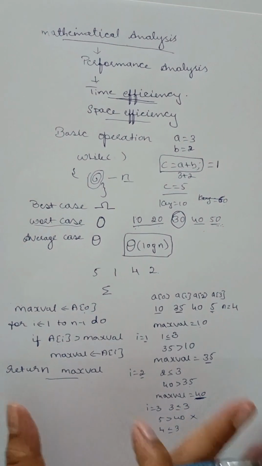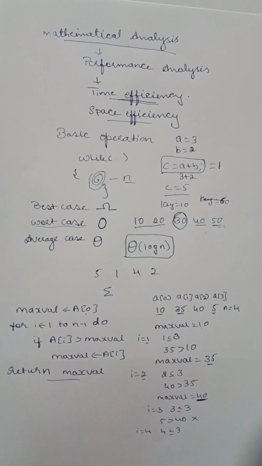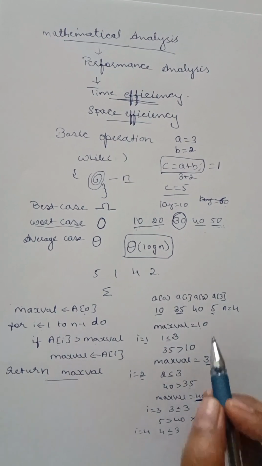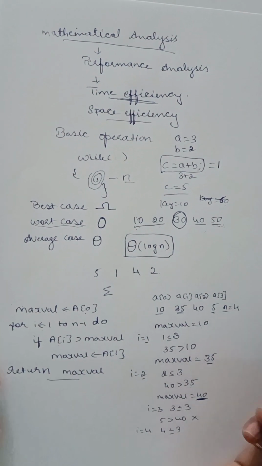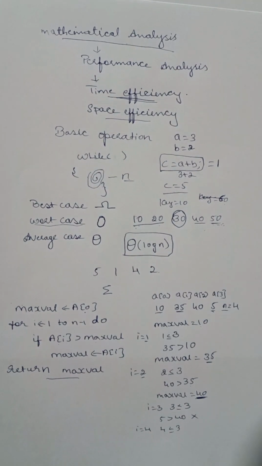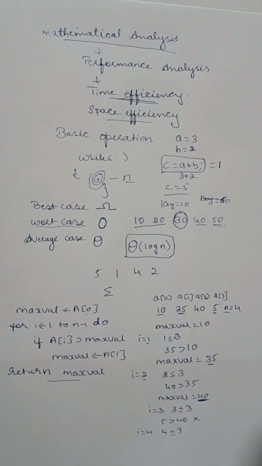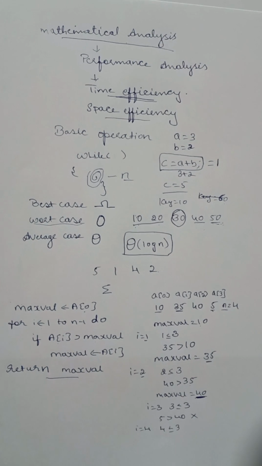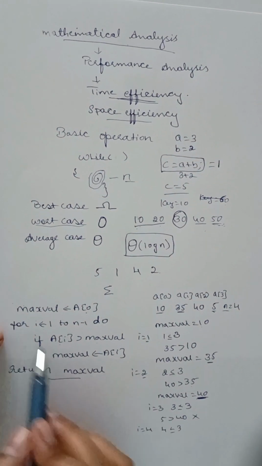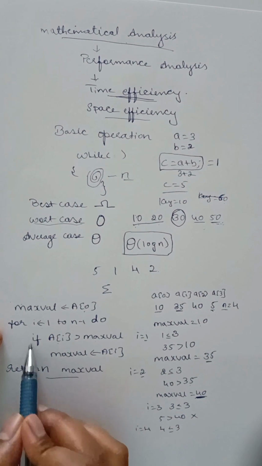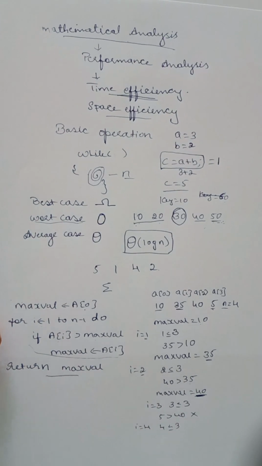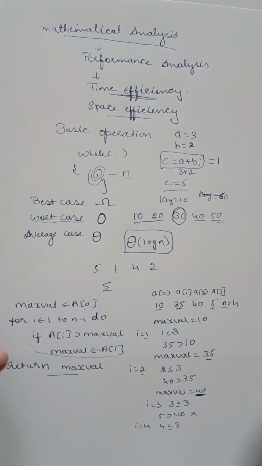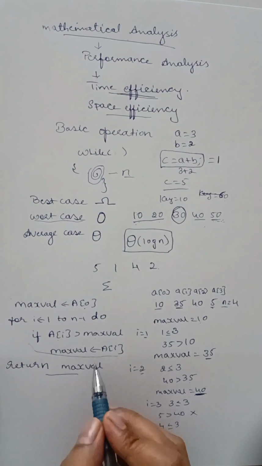So this is how the algorithm is going to work. Now you have to find out the input. I am giving n as input over here, and you have to find out the basic operation. Which is the basic operation here? Inside the loop, what is present? Max value is equal to A of I. This is the basic operation we have.